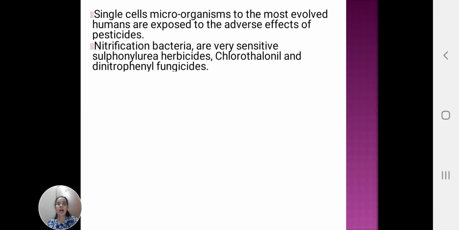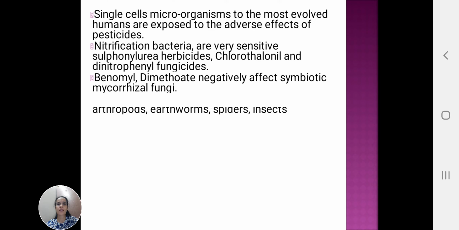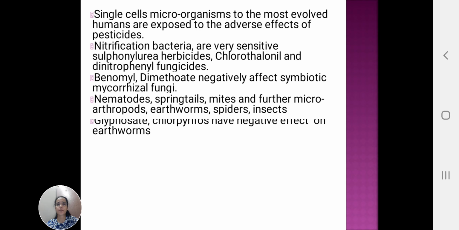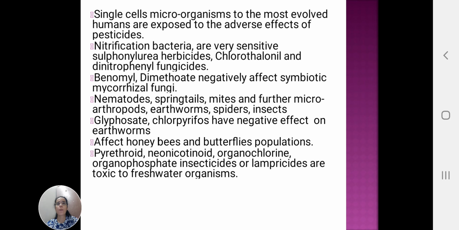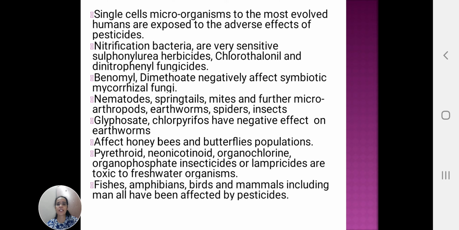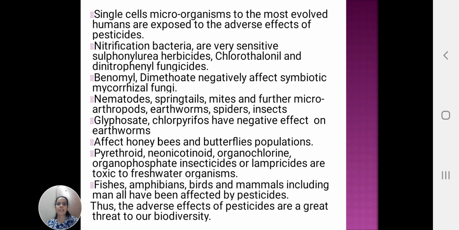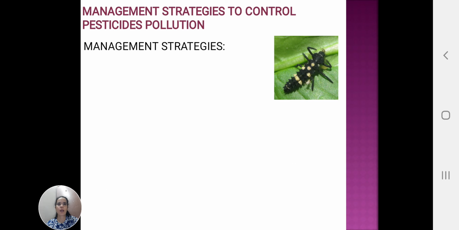Several organisms are affected by the pesticides, where we can see ranging from microorganisms, mycorrhizal fungi, nematodes, springtails, etc., earthworms, honeybees and butterflies, etc. are affected by the pesticides. This has a harmful effect on some beneficial insects also. Fishes, amphibians, birds, mammals, including man, all have been affected by the pesticides. Thus, the adverse effects of pesticides are a great threat to our biodiversity.